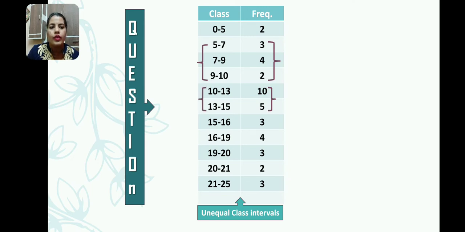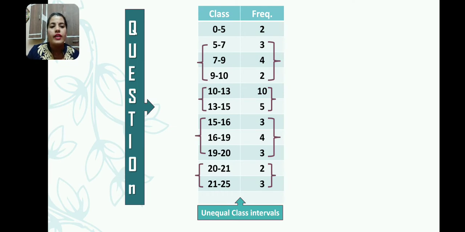With the frequencies. Then for the next class you will merge again 3 classes, 15 to 16, 16 to 19, 19 to 20. And for the next you will merge 2 classes, 20 to 21 and 21 to 25, with the frequencies.